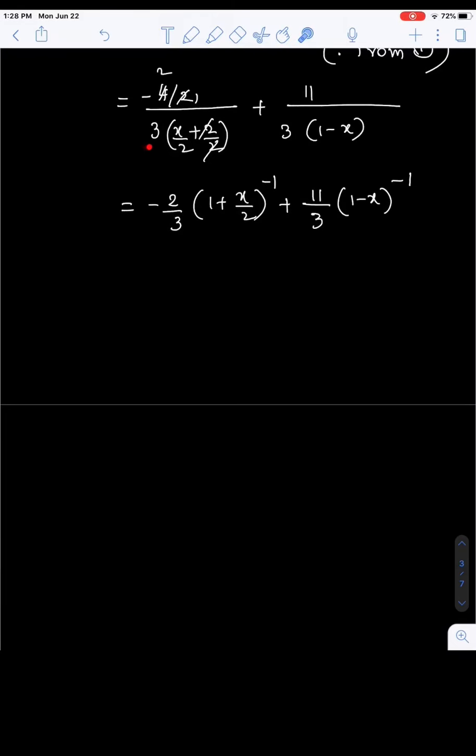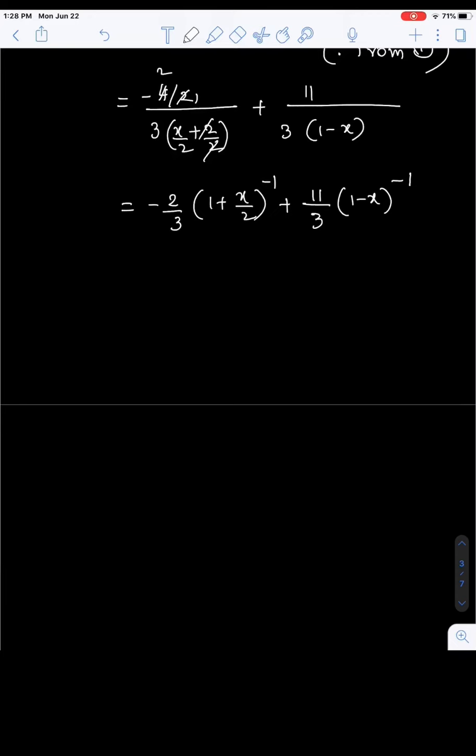How did I take this step? Look, this is minus 2 by 3. I have taken it here. This is in the denominator. When it comes up, it is actually power 1, it will become minus 1. Here what happened? X by 2 plus 1, I wrote it as 1 plus x by 2, so that I got this. And plus 11 by 3 as it is. And when the denominator comes to the numerator, this power will get a minus symbol here.